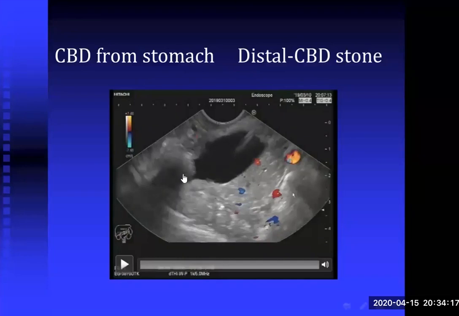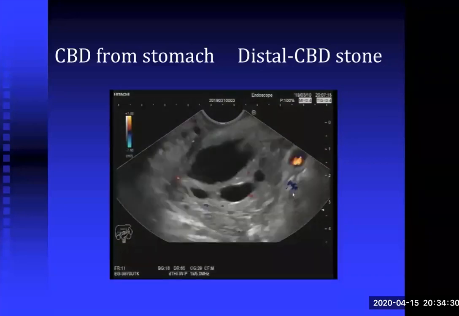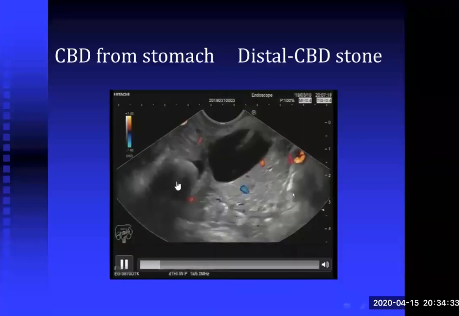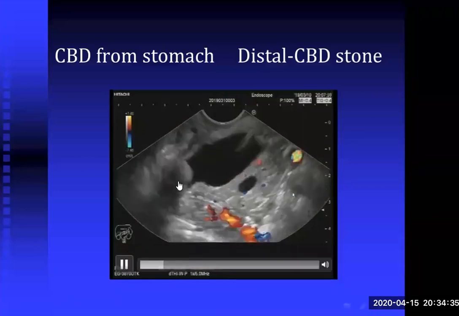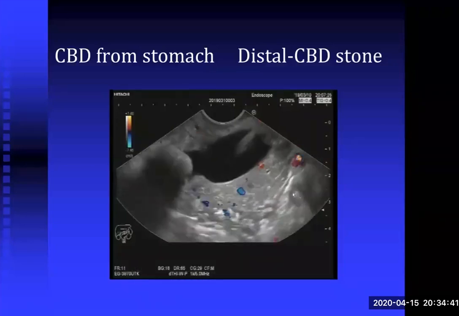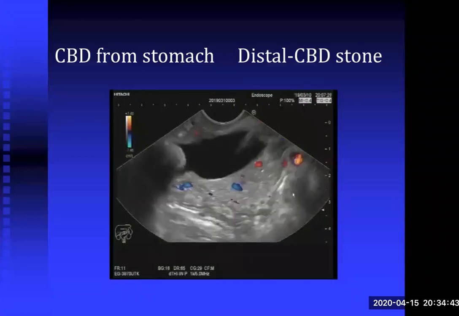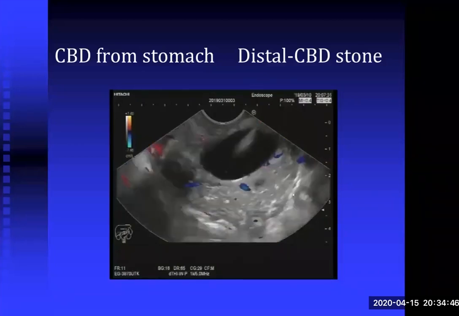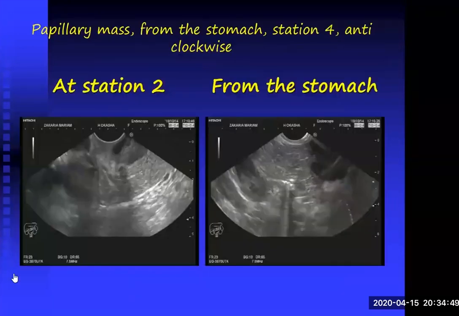But when it is impacted in the papilla, it appears as a soft tissue area, interpreted as a soft tissue mass. But here by endoscopic ultrasound, very nicely seen that it is a stone because it is very echogenic, very well defined with a dense posterior shadowing. And of course, ERCP proved the presence of a large stone in the common bile duct. It is impacted in the distal part of the common bile duct, and all these structures are seen from station 4 of the stomach.